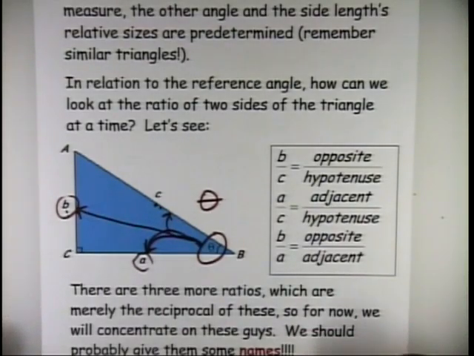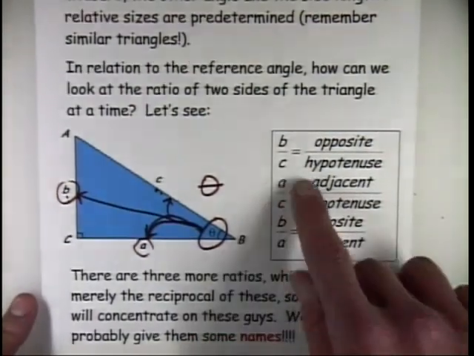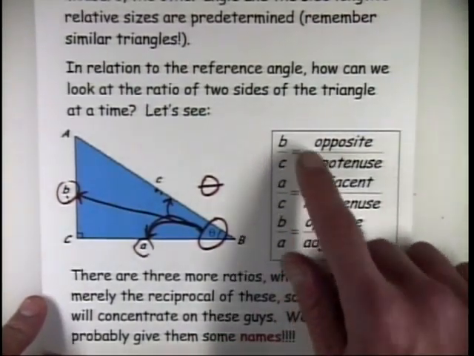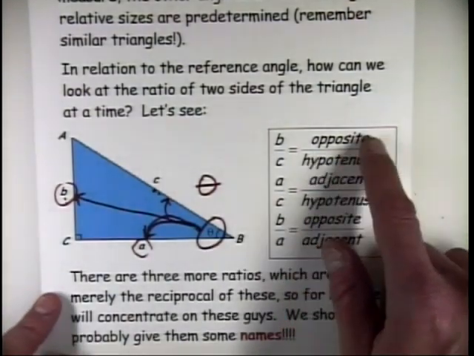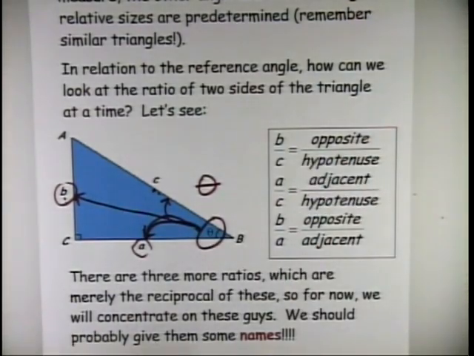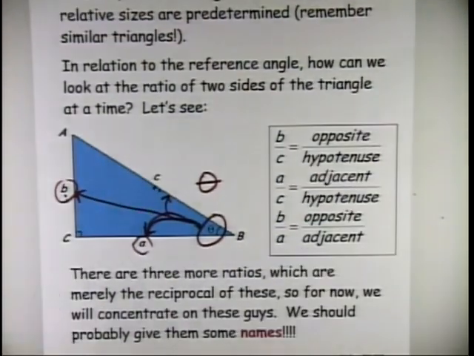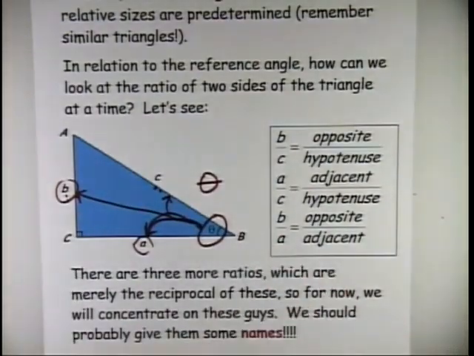Now there actually are three more ways we can take the ratios, but they end up being just the reciprocal of these. So instead of B over C, opposite over hypotenuse, I can equivalently look at the hypotenuse to the opposite side. But those three have different names, and you'll study more of those in pre-calculus. So today we're going to concentrate strictly on these three unique ratios.